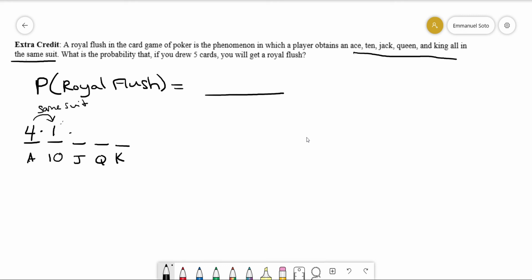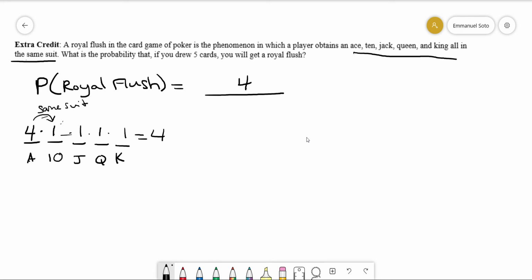Which means that the jack has to also be spades. It can't be a jack of hearts or anything like that. Same thing for the queen, same thing for the king. You have one option for each of those. So then the fundamental counting rule states that we multiply those ways. So we have 4 ways of getting the 5 cards. So 4 different ways of getting a royal flush. And notice that it doesn't matter what order we do it in.